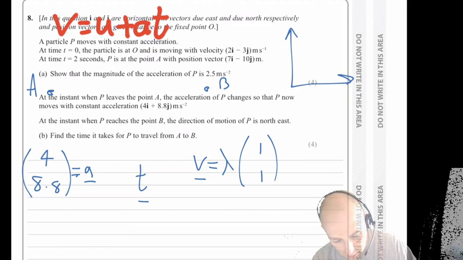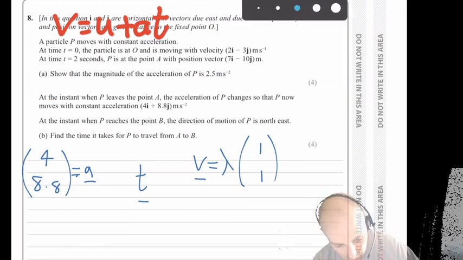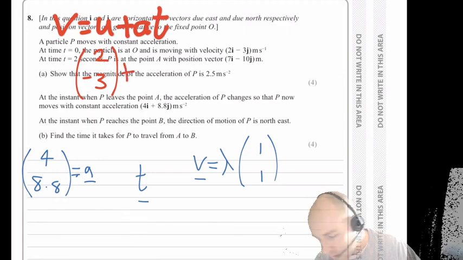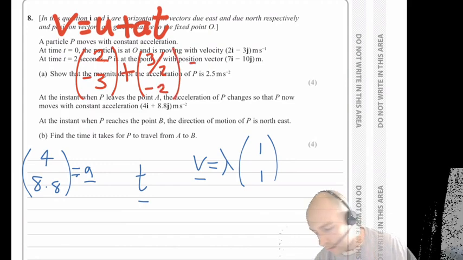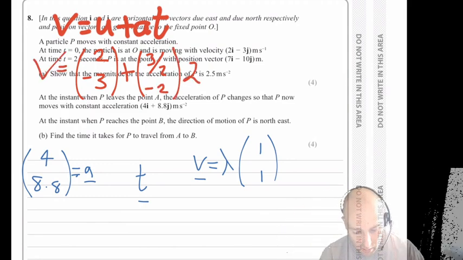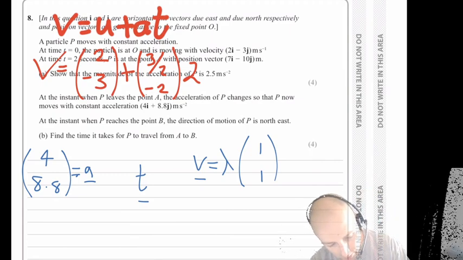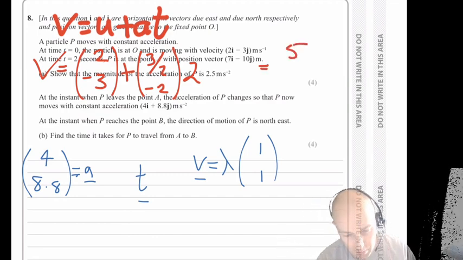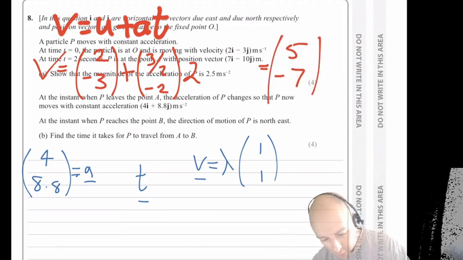So we'll do the first bit first, and then we'll come back to the bit in blue afterwards. My final velocity is what we want. My initial velocity is 2 minus 3. We worked out the acceleration was 3 over 2 minus 2, and t is 2. So working that out, we're going to get 2 plus 3, so v is 5, and then minus 4 plus minus 3, minus 7. Cool. Right, so we're going to use that as our initial velocity.